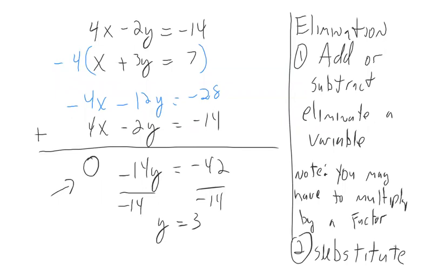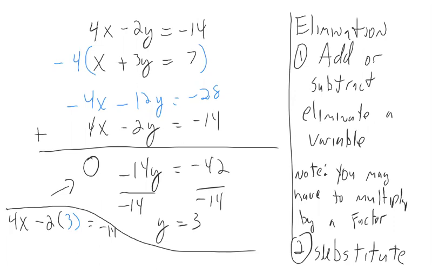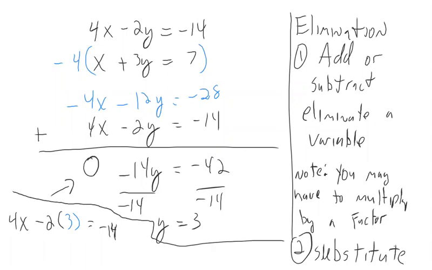So you substitute that back in. This time I'm going to substitute it into the other equation so that you can see what actually it does work. So if I take, I'm running out of room so I wrote so big, 4x minus 2 times my 3 equals -14. I get 4x minus 6 equals -14.